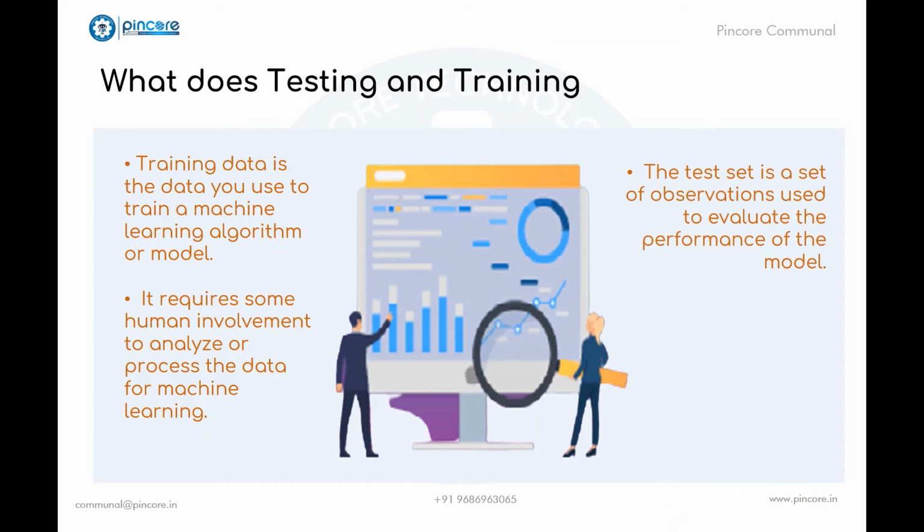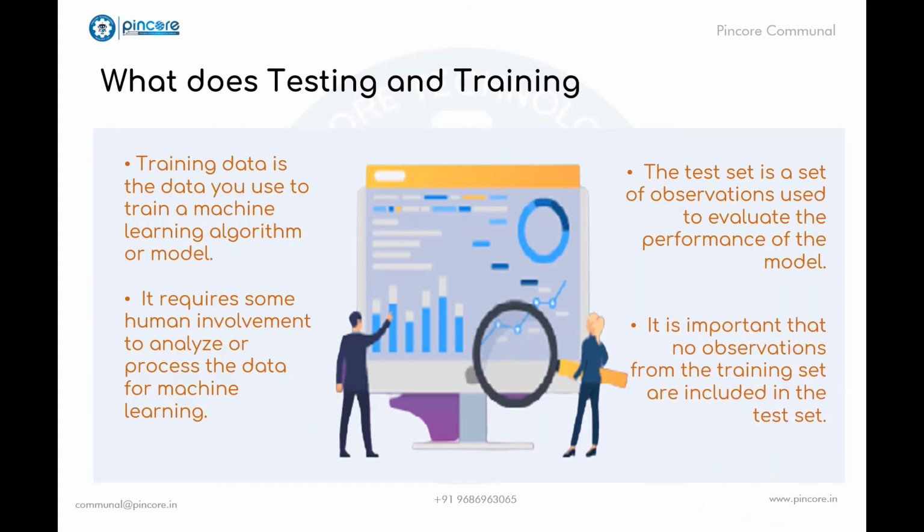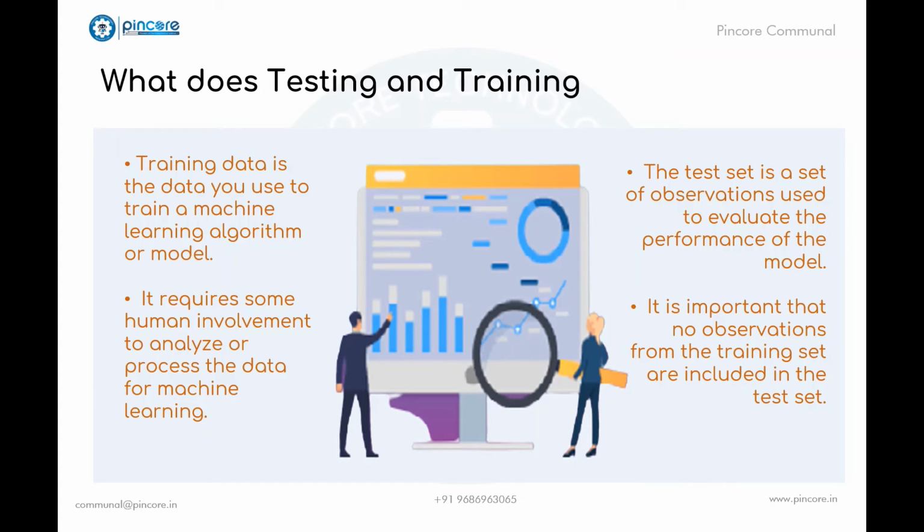Looking into the test set, it is a set of observations used to evaluate the performance of the model using some performance metrics. It is important that no observations from the training set are included in the test set, because if the test set contains examples from the training set, then it will become difficult to assess whether the algorithm has learned to generalize from the training set or simply it has memorized it.